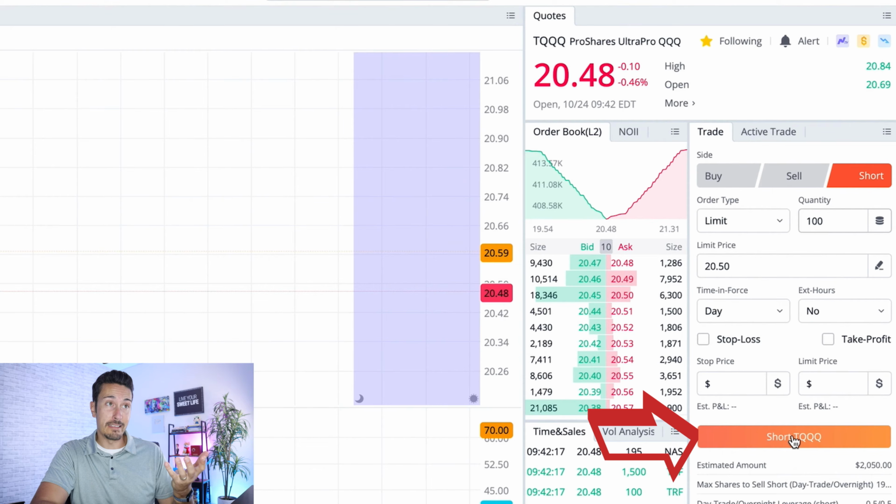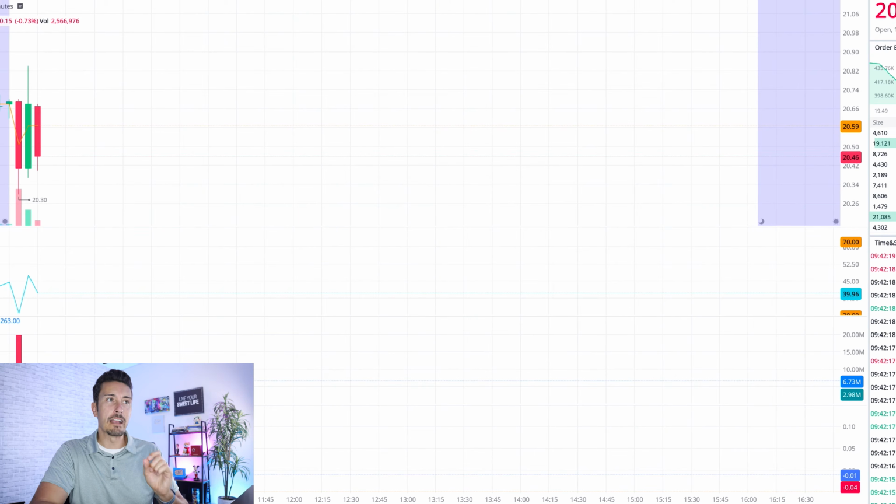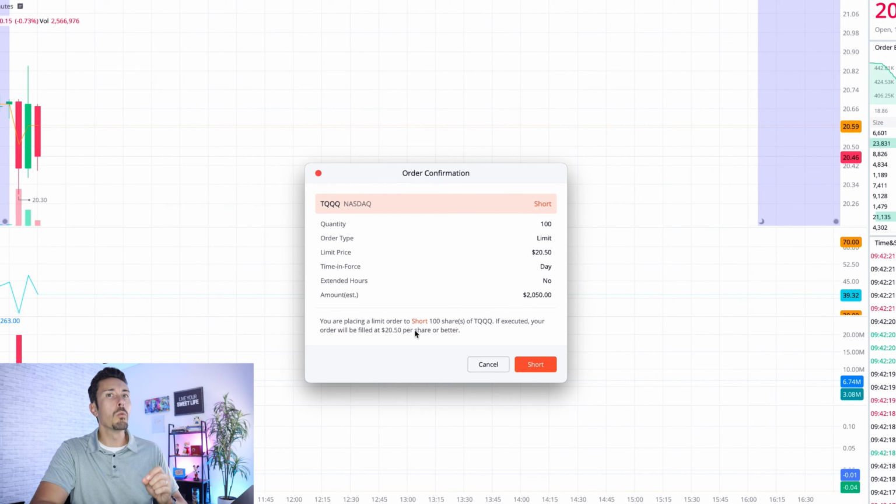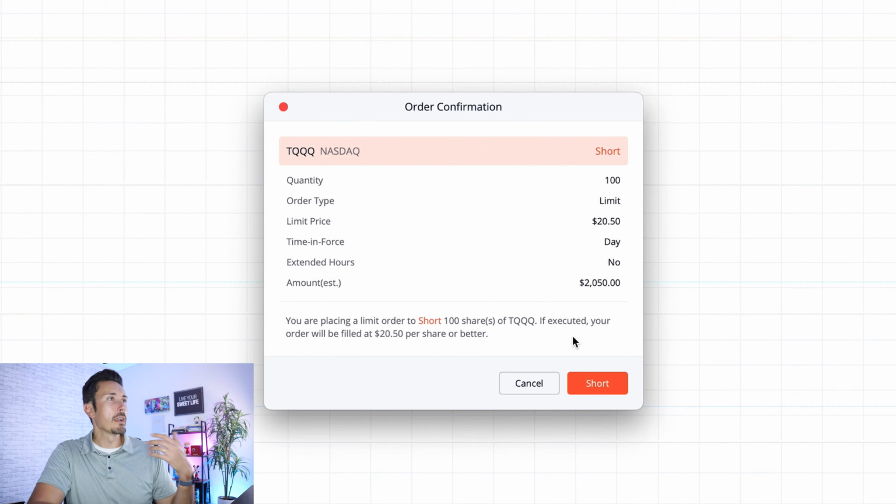All I have to do is just hit this button. This is going to pop up. It's a confirmation screen to make sure you know what you're doing. Here it is. So we got 100 shares, TQQQ, order type 2050, in the day. That means it's not going to be extended hours. We're only going to trade this in the day. And then the amount I am going to short is $2,050.